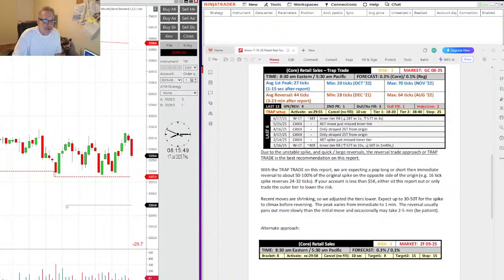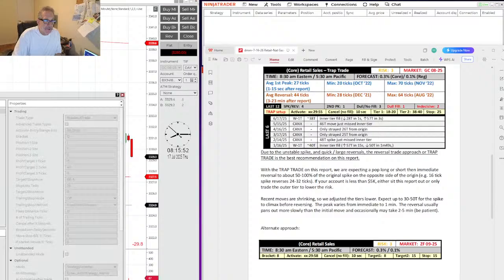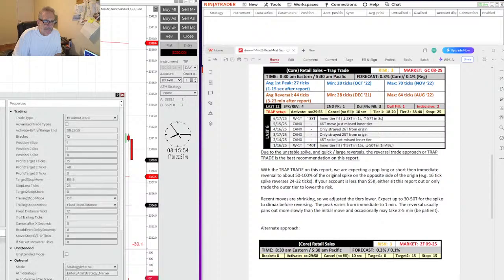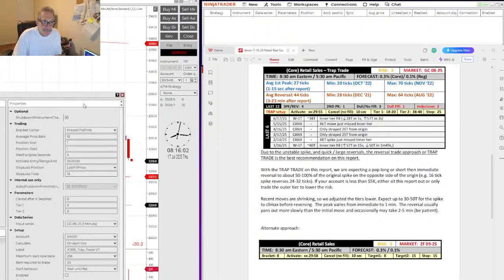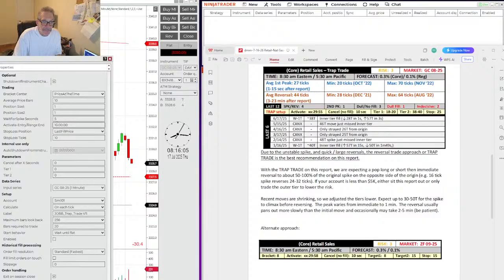Okay, so I'm going to set up a trap trade for gold. We're going to trigger, not a breakout, a trap trade, and we're going to trigger this trade at 829.55. The stop is 25, and my tiers are going to be 18 and 40 on gold. 18 and 40.